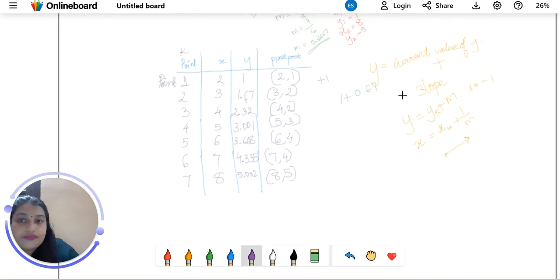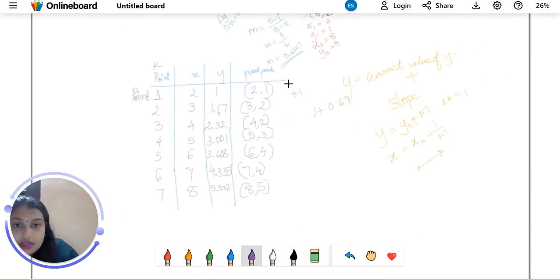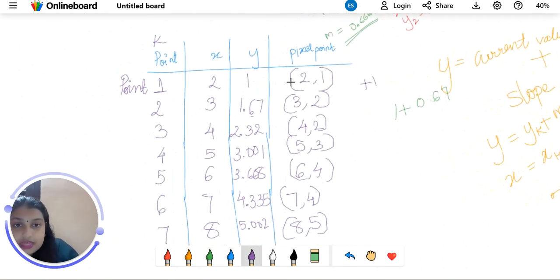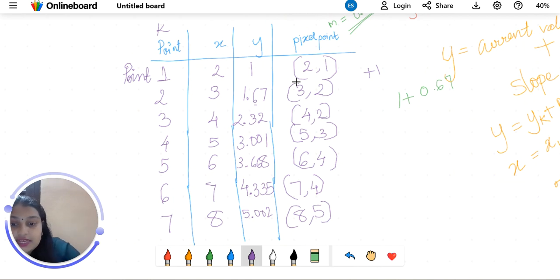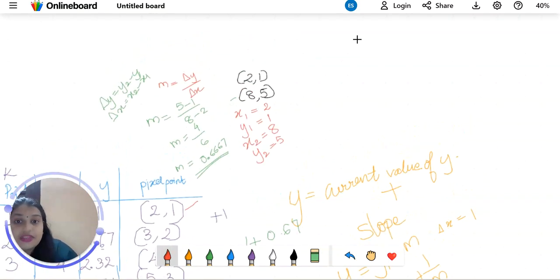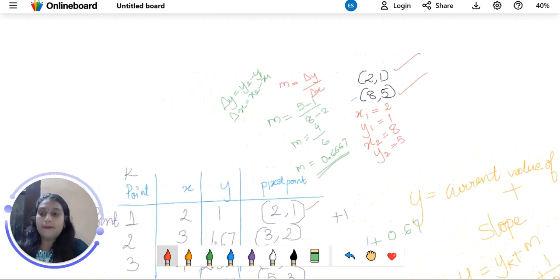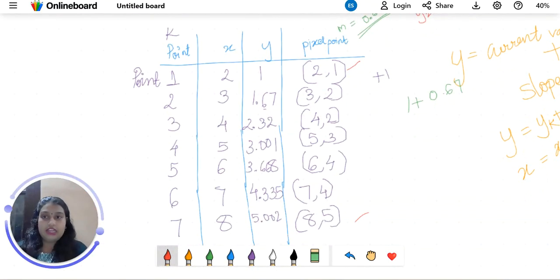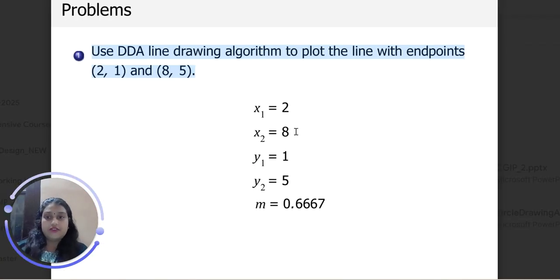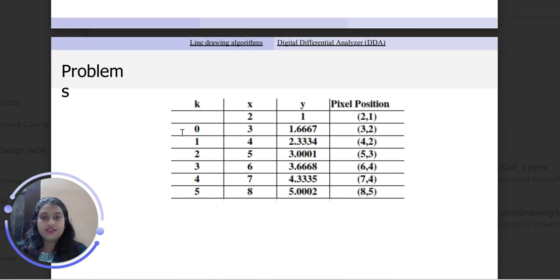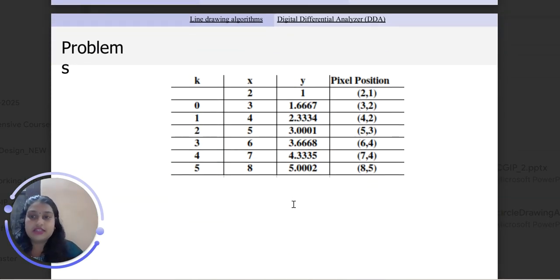Now look over here. I think this is clear. The pixel points started from 2 comma 1 and ended at 8 comma 5. What was given to us initially? It was given that 2 comma 1 is the beginning and 8 comma 5 is the ending. So we have successfully plotted the values. This is the answer for this question. Verify if you got the correct answer.